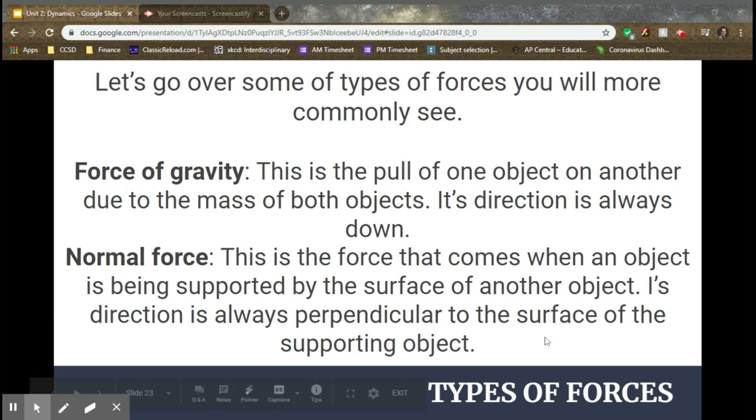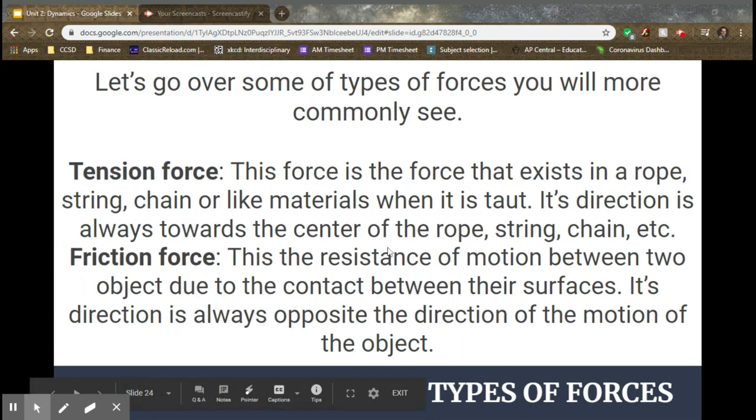supporting object. Okay, so a book at rest on a table. The table is supporting the book, so we go perpendicular or a right angle to the surface of the table. If there's a book at rest on a ramp, the ramp is the supporting surface, and so we would go perpendicular or a right angle to the surface of the ramp. And we'll go over a little bit more about that later.